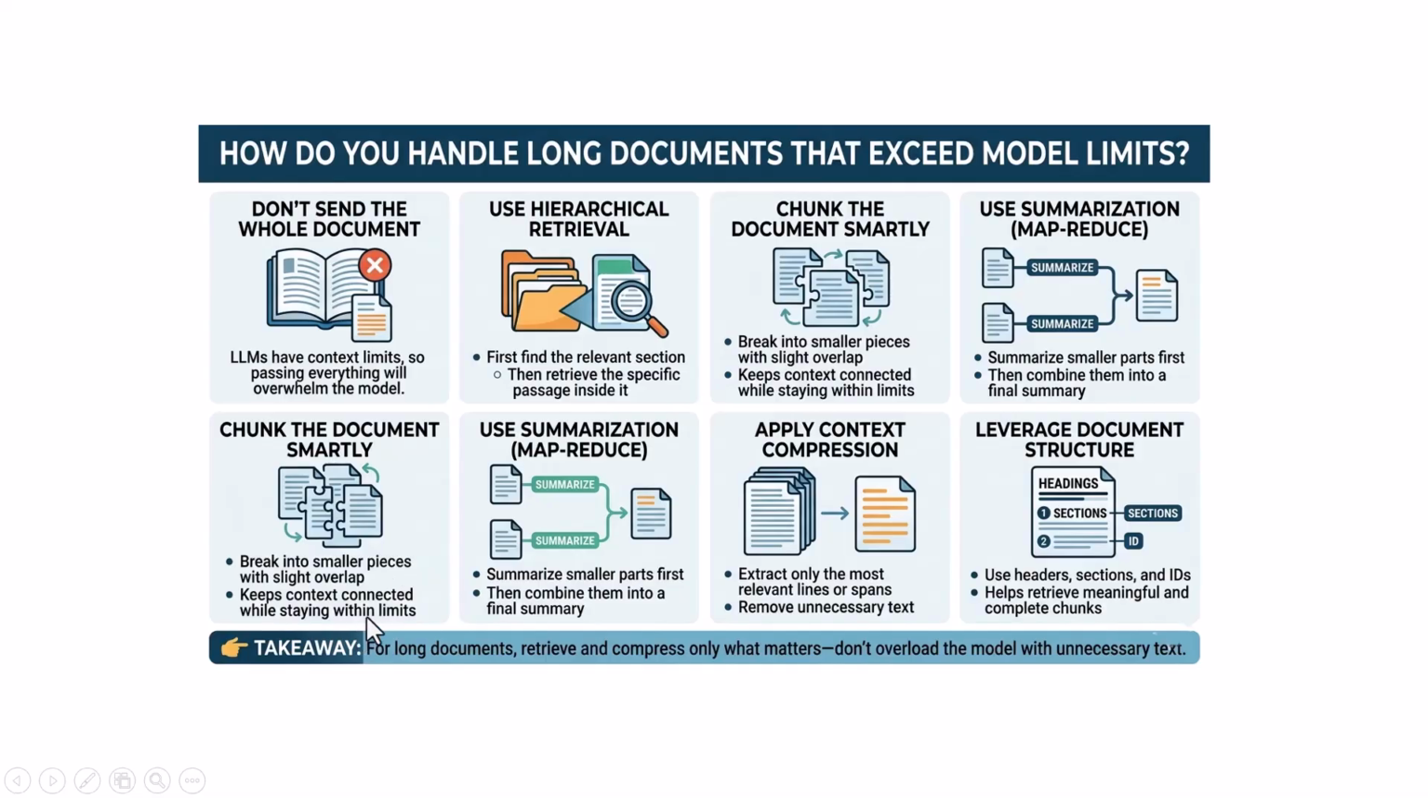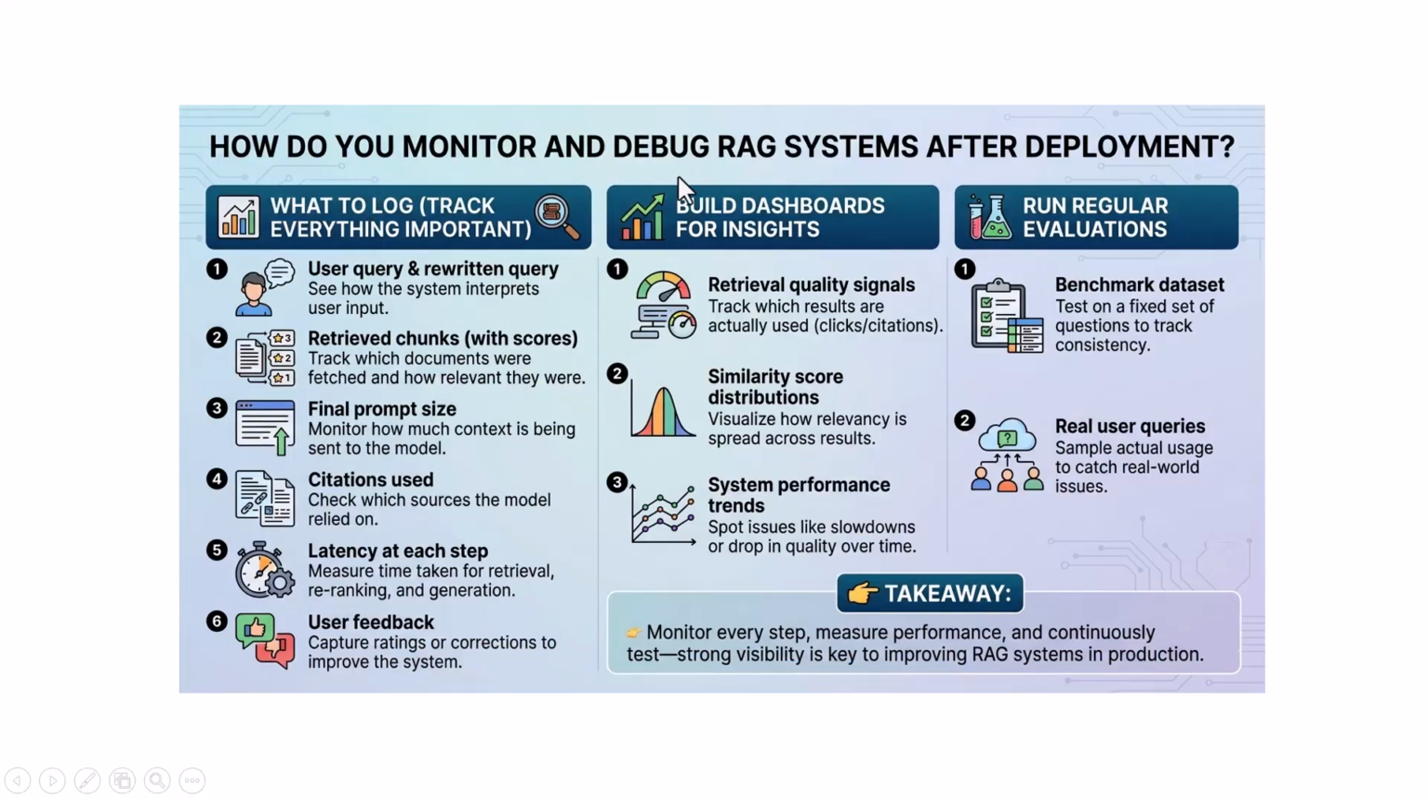Okay. The next one is to leverage document structure. That is, use headers, sections, and IDs. This will help retrieve meaningful and complete chunks. So the takeaway is, for long documents, retrieve and compress only what matters and don't overload the model with unnecessary text.